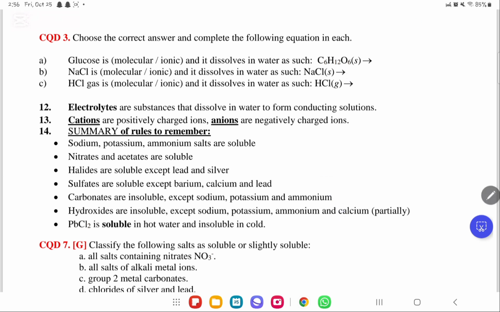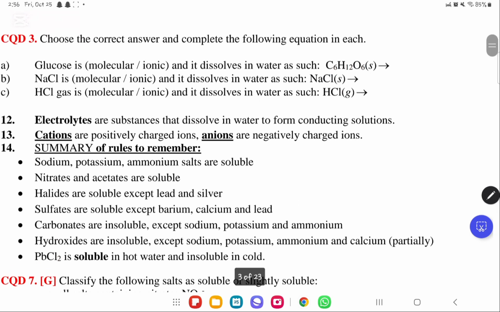So let's start. Okay? So CQD number 3. Glucose, its formula is C6H12O6. It is a molecular compound. So looking at glucose, you cannot form it into ions. It's a very big, very complex compound. Even though it dissolves in water, it does not form ions. So it will stay the exact same. It is C6H12O6, but the only difference is that since it dissolved, it becomes aqueous.